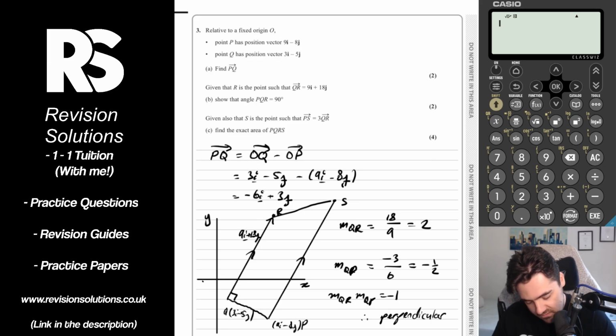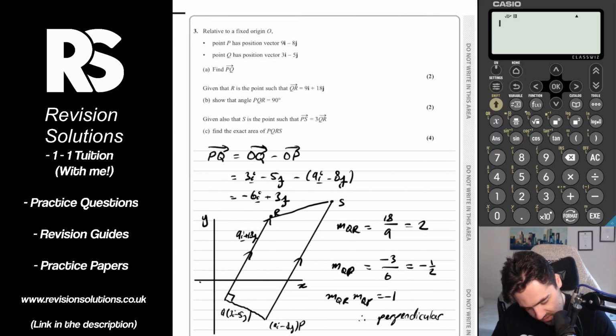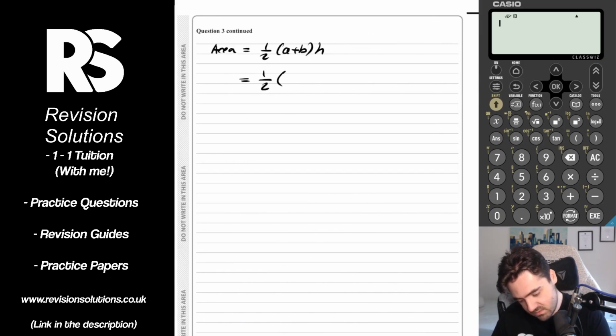These two are parallel, and that means PQRS must be a trapezium. So to find the area of a trapezium, we can do half the sum of the parallel sides times the distance between them. So the parallel sides would be QR and PS. So that's going to be a half of the magnitude of QR plus PS.